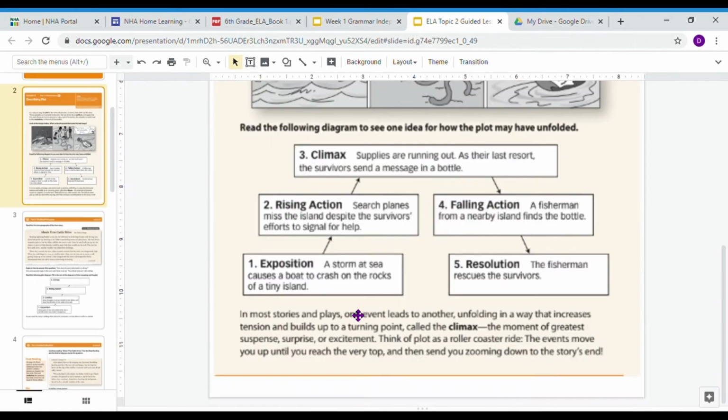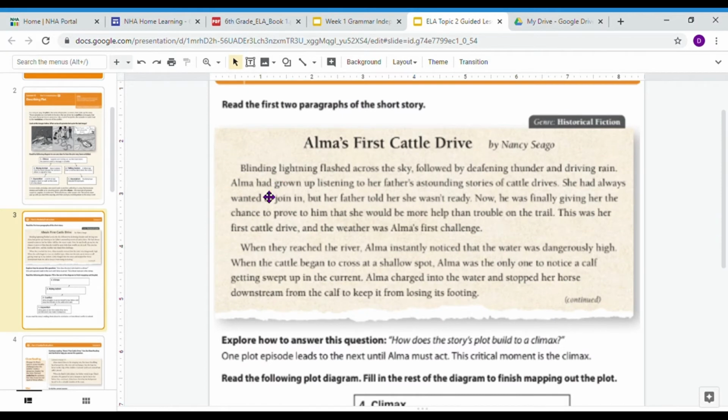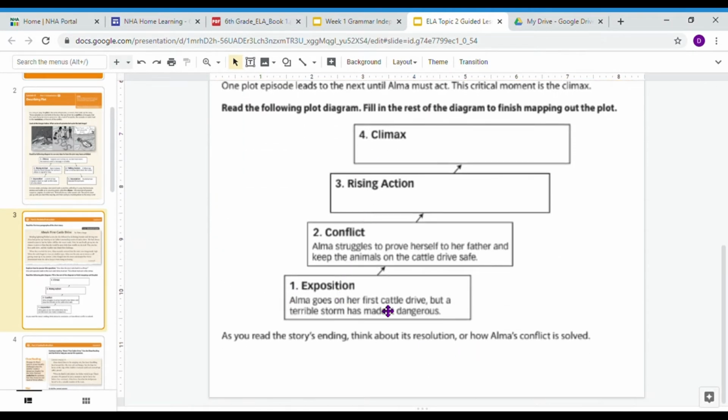Which is a trail in a terrible storm. It introduces some characters, Alma and her father. It says that she wants to prove to her father that she can help on the cattle drive, but bad weather makes it challenging. So we can see that the exposition right here, Alma goes on her first cattle drive, but a terrible storm has made it dangerous. And then the conflict or the problem was that she struggles to prove herself to her father and keep the animals on the cattle drive safe.